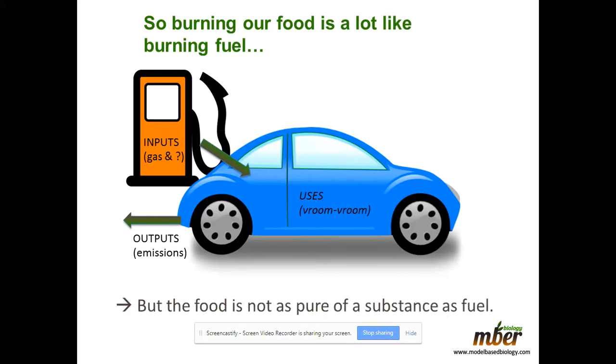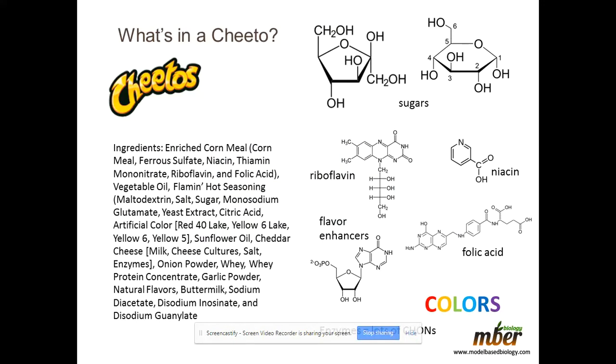So let's think about that piece. Here are things that are in a Cheeto. You had seen them written on your worksheet, but here you can see some representations of these molecules. So you can see your sugars up at the top right. You can see the riboflavin, what that looks like, what it's composed of, niacin, folic acid, flavor enhancers, all of these different things. So keep in mind the complex nature of Cheetos makes it also interesting. You know, how do we get energy from food in a simpler system? So keep those things in mind.